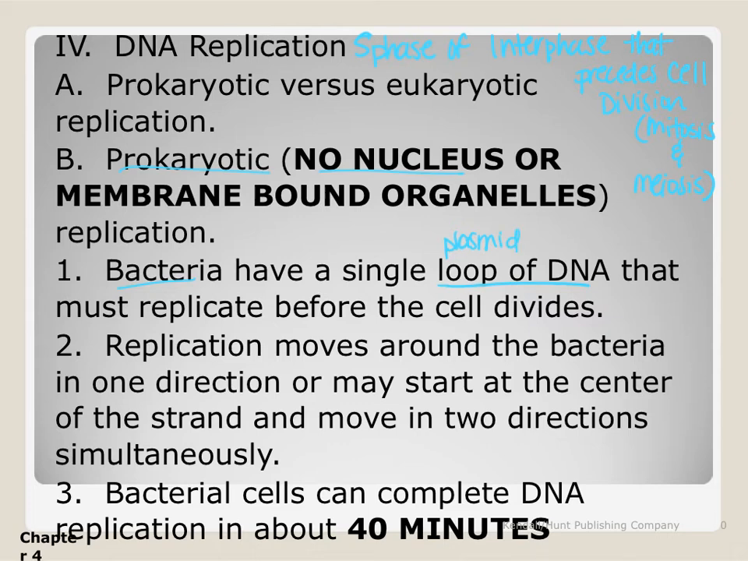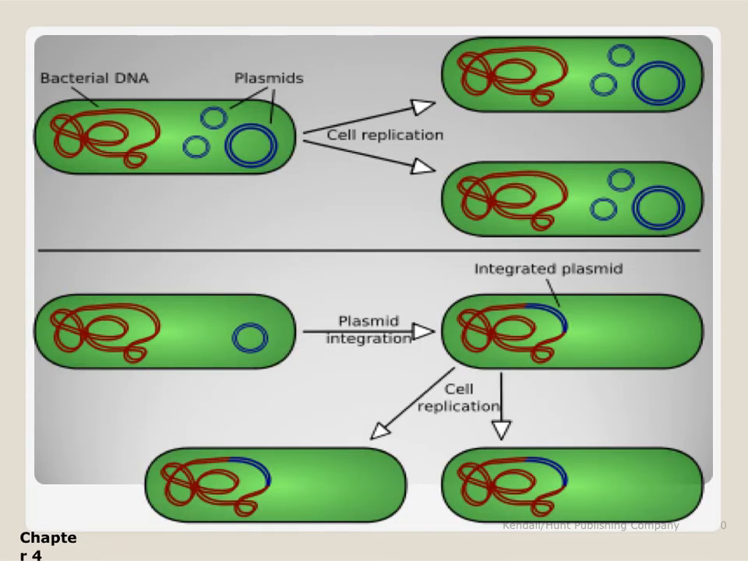And before it can divide into two new cells, it has to replicate the DNA. So what happens is that replication moves around the bacteria in one direction because it is a circle. It might start at the center and then move in two directions, but it's going to go in a circular type pattern because the DNA is circular. And one cool thing is that because bacteria are much simpler, it only takes them about 40 minutes to replicate their DNA. So anyway, here's a great picture of the replication of the bacteria.